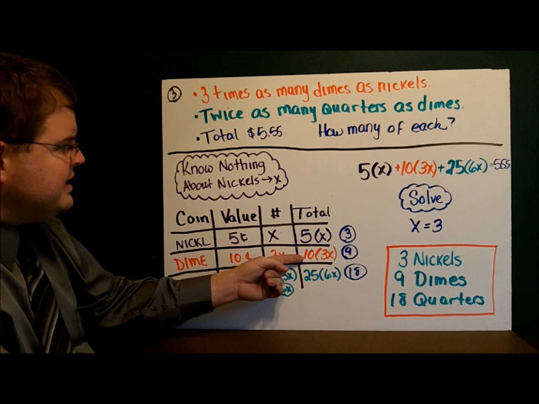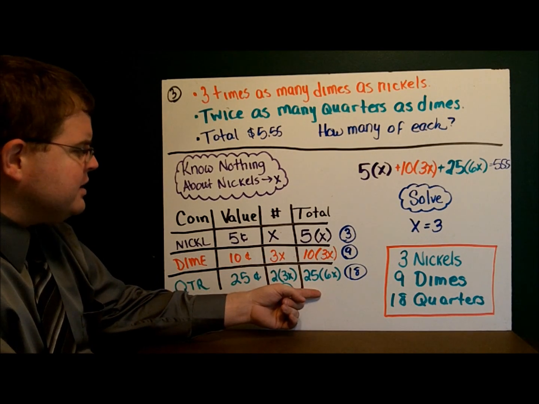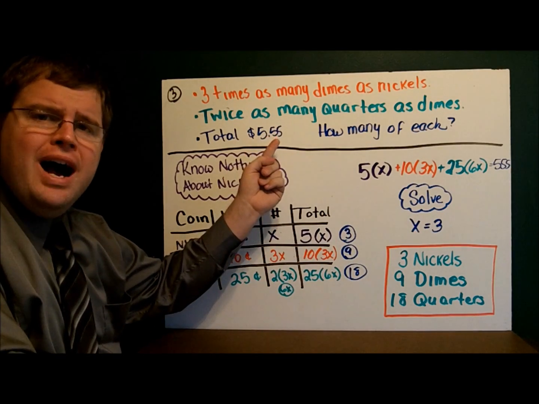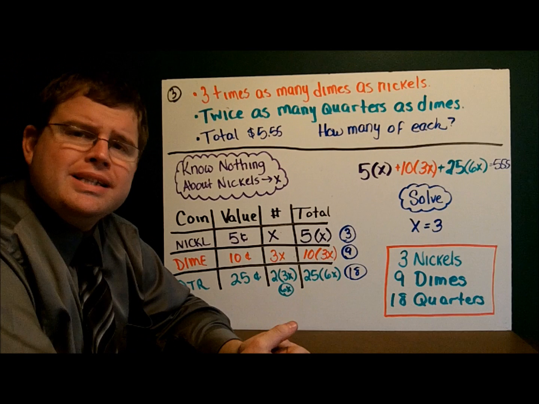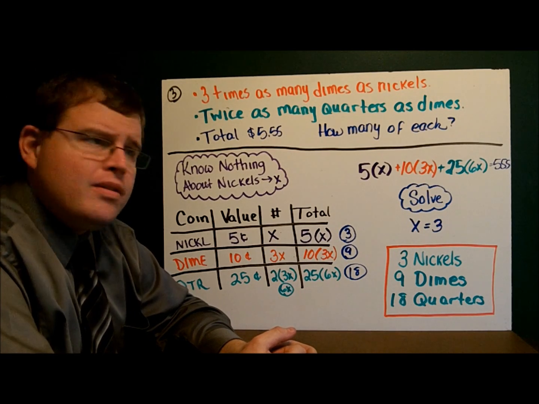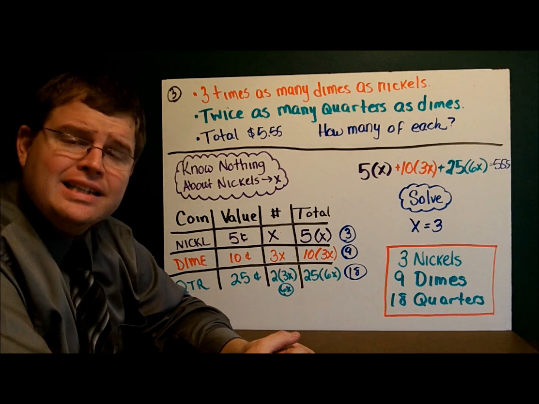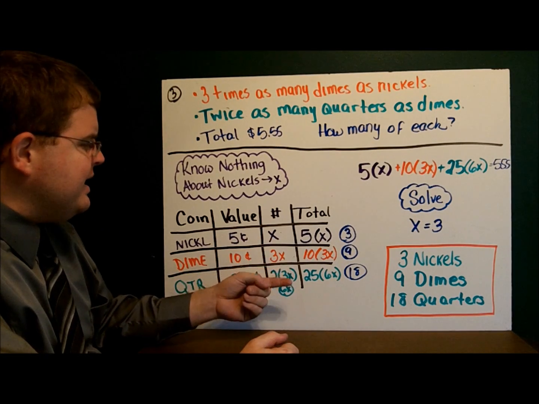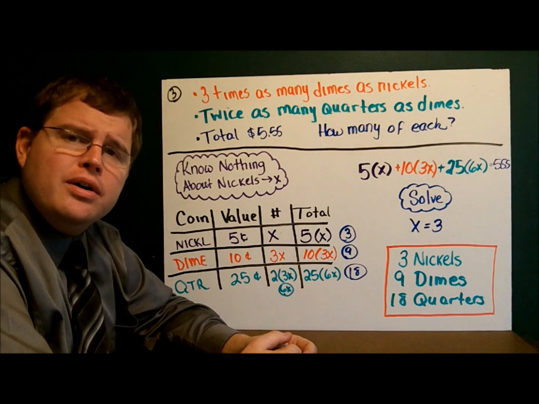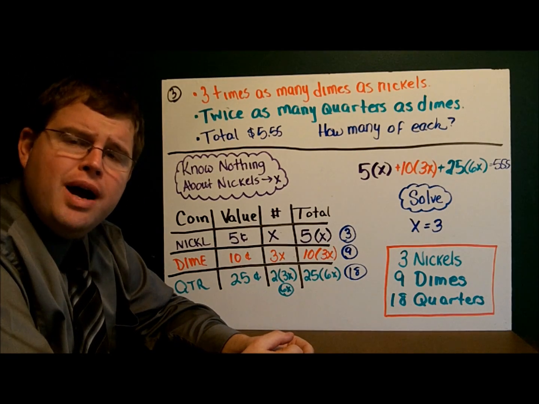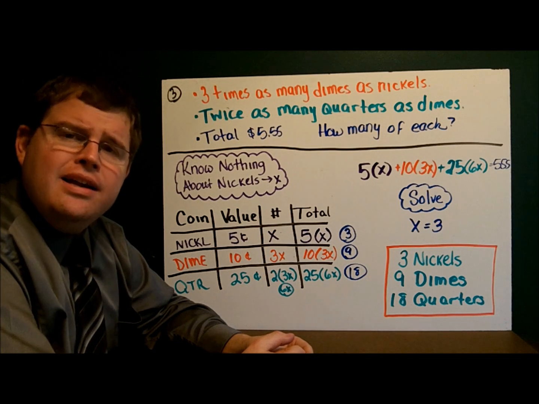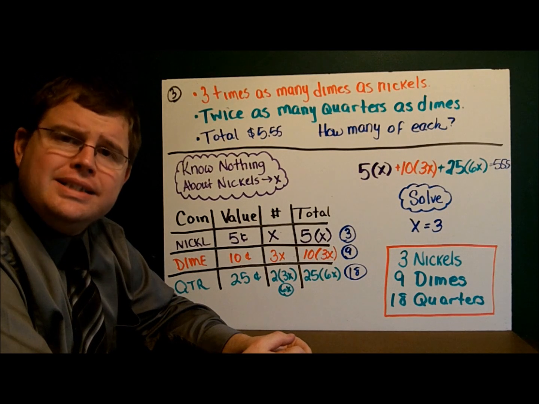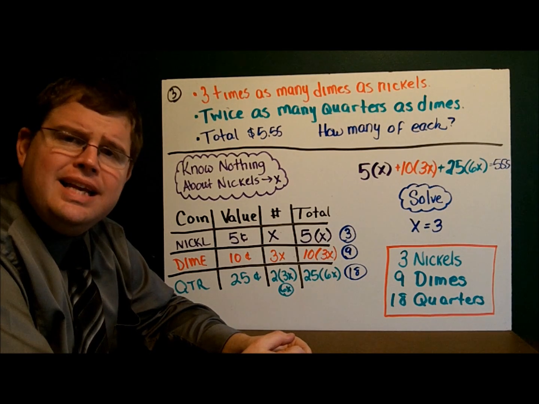5x plus 10 times 3x plus 25 times 6x equals 555. And again, I didn't write the decimal point because I didn't use decimal points in anything. Solve the equation and I get x equals 3. That means we have 3 nickels, 9 dimes, and 18 quarters. And that's how you solve word problems involving money. Again, the table is key. Now I'd like for you to try one on your own. See if you can set up the table, and let's see how you do.